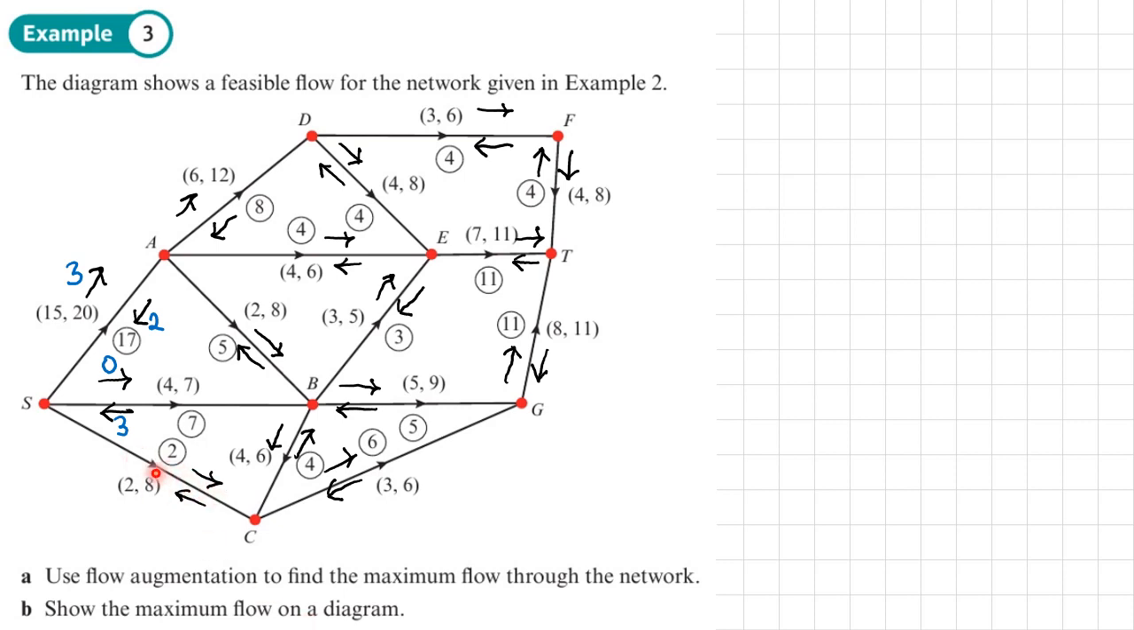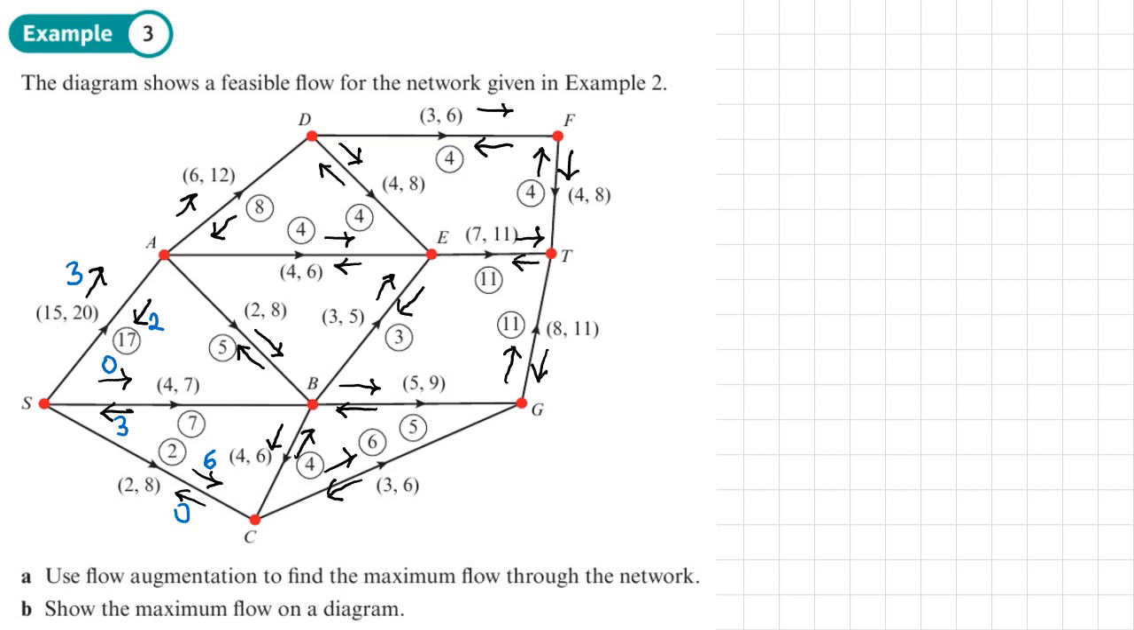Let's have a look at this arc here. It currently has a flow of 2. It can be increased up to 8, so it can be increased by 6. It's currently at its minimum capacity, so it cannot be reduced anymore, so it's going to be 0.